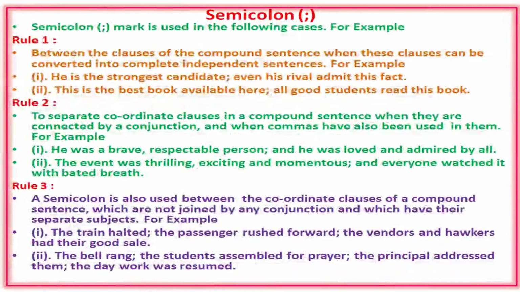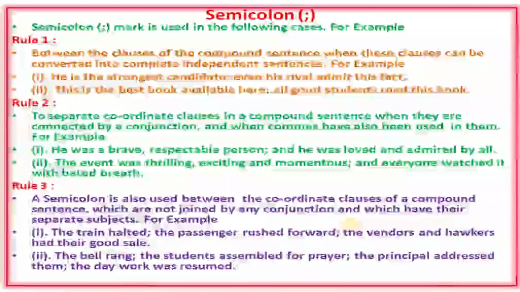Next one is semicolon. Semicolon, top one dot and down one comma. That is called semicolon. The symbol is like this. And the semicolon mark is used in the following cases. For example, rule number 1.